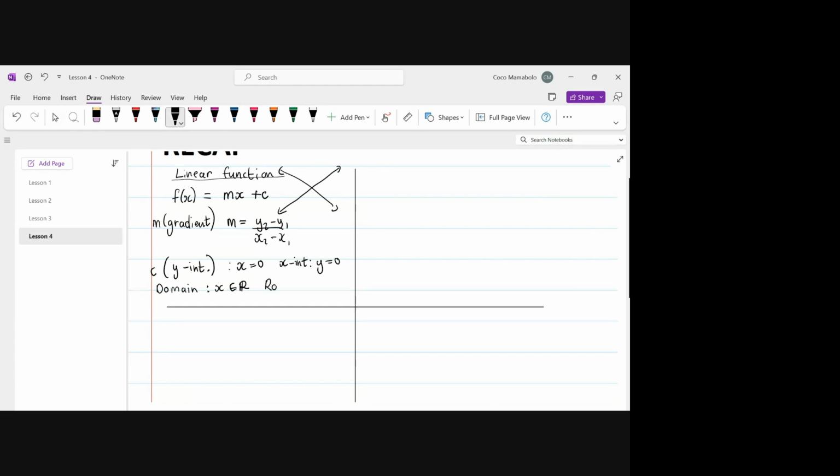Our range is always our y values, and y will always be an element of all real numbers as well, because my graph will continue going up forever and going down forever. I just want to check that everybody's okay with everything that has been written on the screen. Thumbs up. Are we all good? Lovely. This is information we need to know about a linear function. Let's keep going.